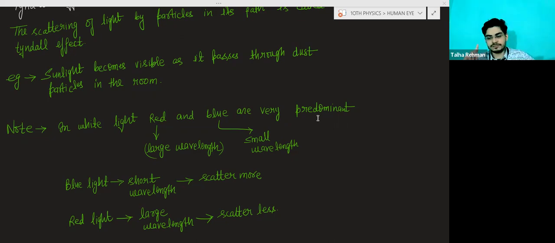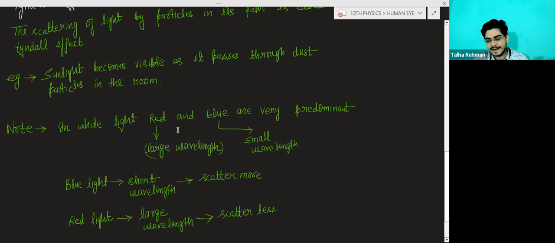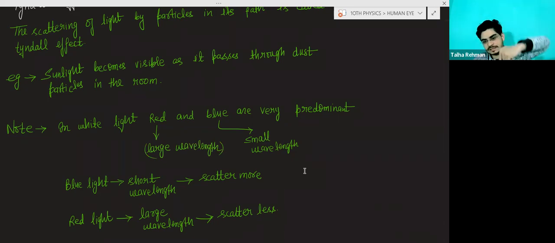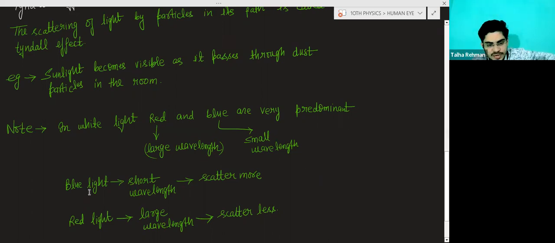We know that the wavelength of red light is maximum. So the red light has the maximum wavelength and the blue light has a small wavelength. When we move from red to violet, the wavelength decreases. So blue light has a short wavelength, and due to the short wavelength of the blue light, scattering is more.